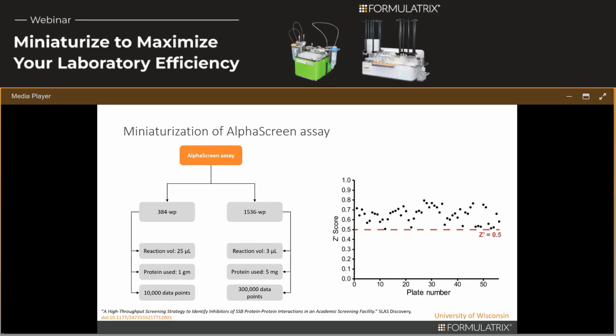As far as the data quality is concerned, we do not have a comparison, but the work has been published and they screened 73,000 compounds, with 9 hits coming out. Here is a scatter plot of the z-scores observed across 56 plates used in the primary screen. Z-score was also above 0.5, so the data quality is actually very good using this miniaturized methodology.